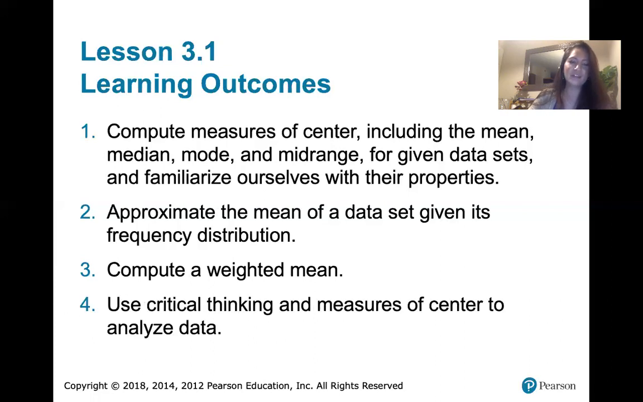And then lastly, we're going to focus on using critical thinking and measures of center to analyze data. So all of this is about finding different ways to measure that center of our data set. But of course, our goal is not just to develop mastery with computation. It's really about finding those numbers and then understanding what they mean and understanding what they tell us about the data. So I will see you in the next video when we discuss learning outcome number 1.